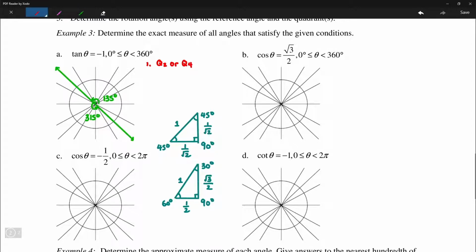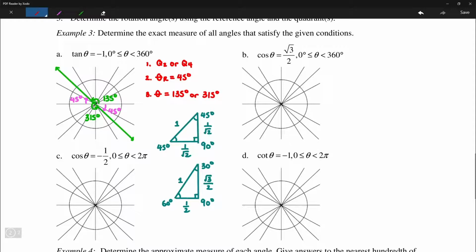So the steps again: quadrants 2 or 4. Step 2, the reference angle, which is to be found using the special triangle as we did. We know the reference angle is 45 degrees. So here we have 45 degrees in quadrant number 2 and 45 degrees in quadrant number 4. So that means that the angle theta must be equal to either 135 degrees in quadrant 2 or 315 degrees in quadrant 4.